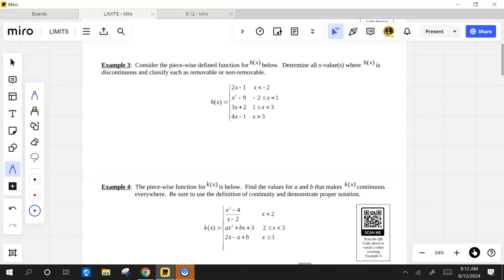Consider the piecewise function defined below. Determine all values where h of x is discontinuous and classify as removable or non-removable. So where are my possible discontinuities? -2, 1, and 3. These are possible points of discontinuity.